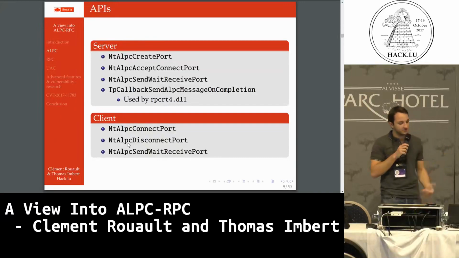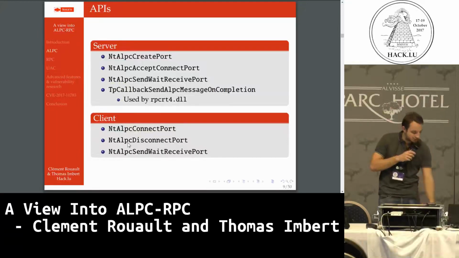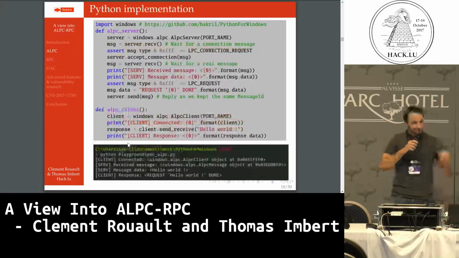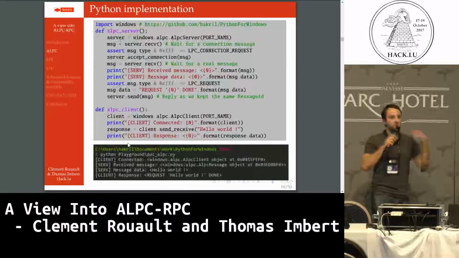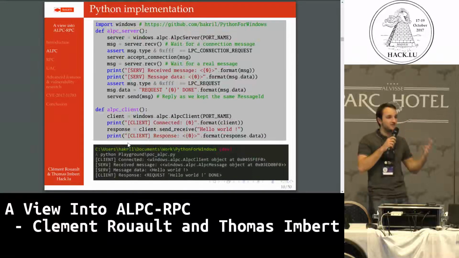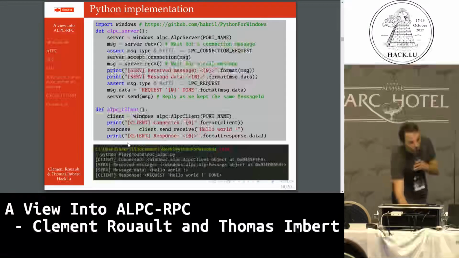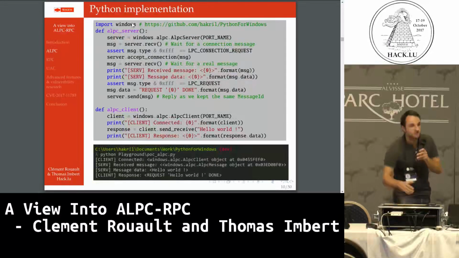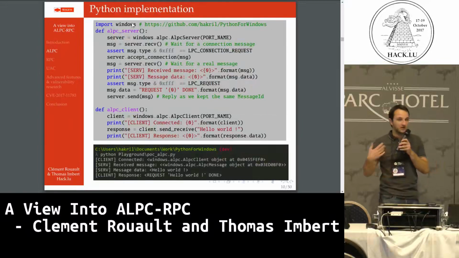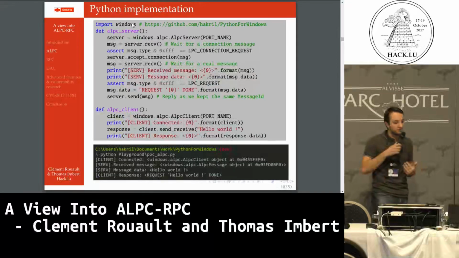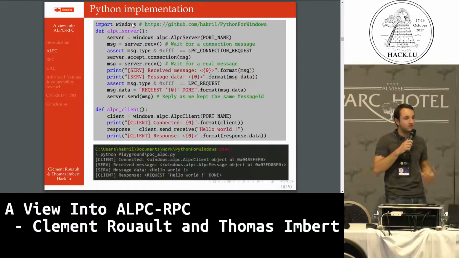And the client is even simpler. It's able to connect to a port using NtAlpcConnectPort, disconnect from a port, and send messages to the server using the same API, NtAlpcSendWaitReceivePort. Using that, we were able to do a full Python implementation of an LPC server and client. Every piece of code in this presentation will use a project named Python for Windows, which is a personal project I've been working on for the last 2 years.